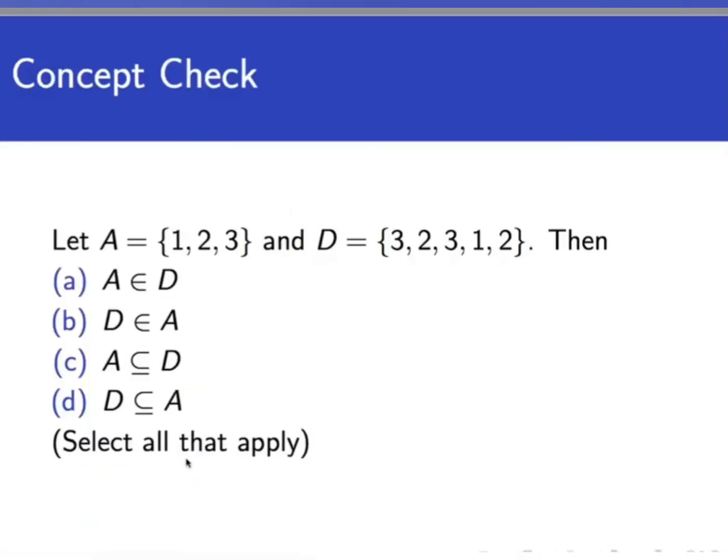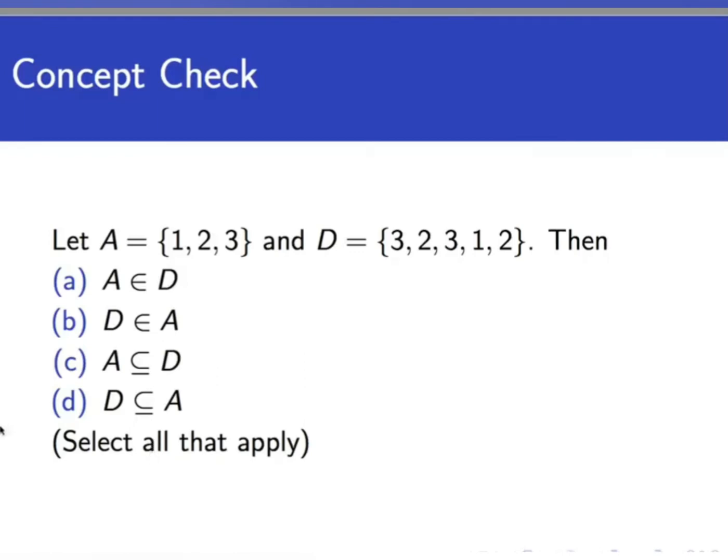So let's have a concept check to see how well you're understanding these notions here. So let A be the set we've seen before, 1, 2, and 3. And D is a new set that consists of 3, 2, 3, 1, 2. Then which of these 4 statements is true? And you can just select all that apply. There could be more than one statement that is true. So look at those options and pause the video and check all that apply.